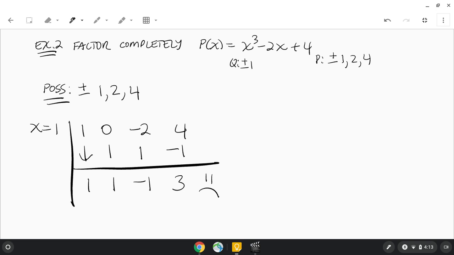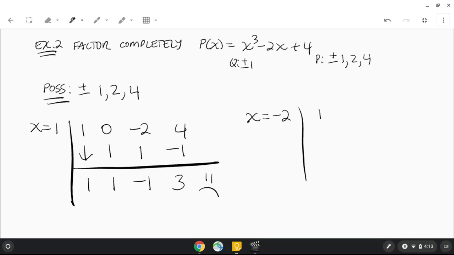Anyone feeling lucky? Any viewers feeling lucky? Do you think you know which one it will be? Just go ahead and say it to the screen, and I'll hear you. All right, I hear you guys saying negative 2. Let's try negative 2.